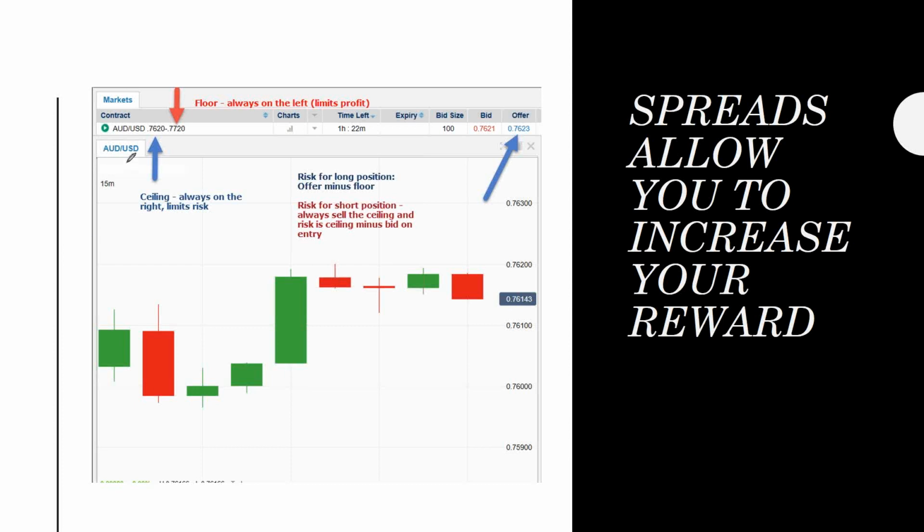All spreads consist of a ceiling, which is on the left-hand side of price, the left-hand side of the strike, okay? The floor is always on the right-hand side, okay? So this is your floor. I think I got my arrows wrong. And this is your ceiling, okay?